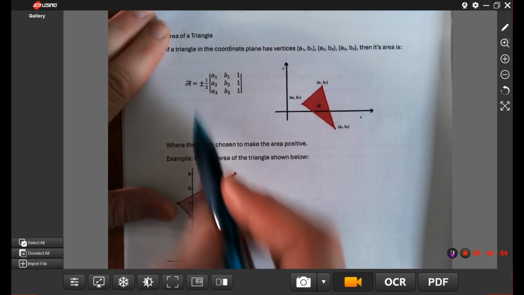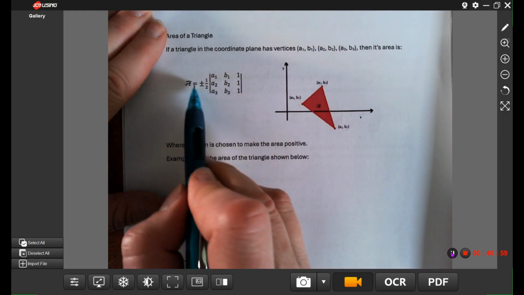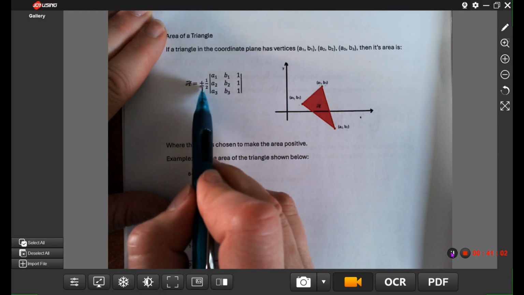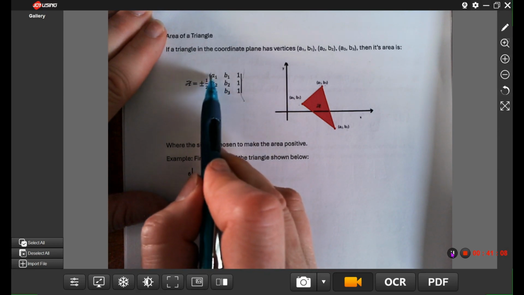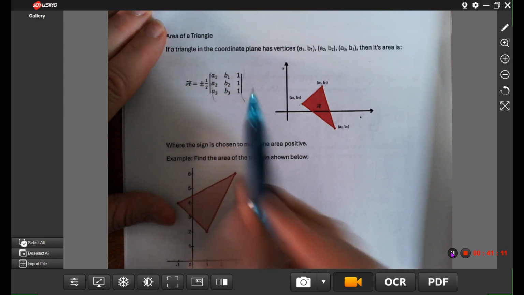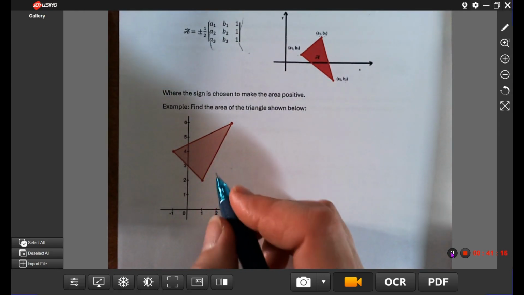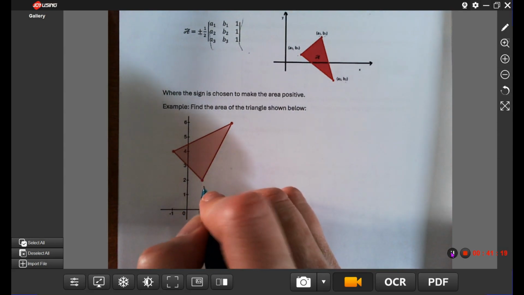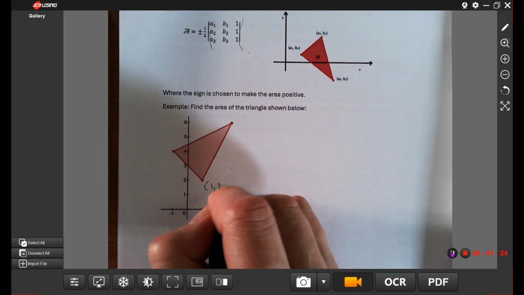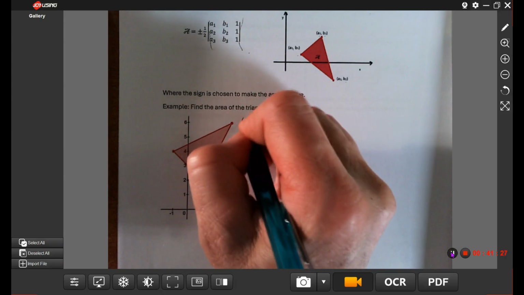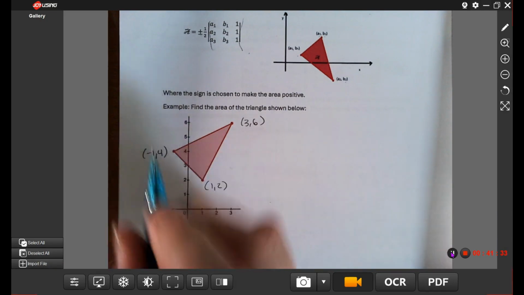Then the area of this triangle, so curly A is representing the area, is equal to this matrix where the coefficient is plus or minus a half. This is the determinant, and the entries are the coordinates of each of the points, and the third column is ones. So we're going to quickly do an example and find the area of this triangle. So I need the coordinates of the vertices, and the coordinates are nice integers, so I can just label them. So this is 1, 2, this is 3, 6, and this is -1, 4. So those are my vertices.